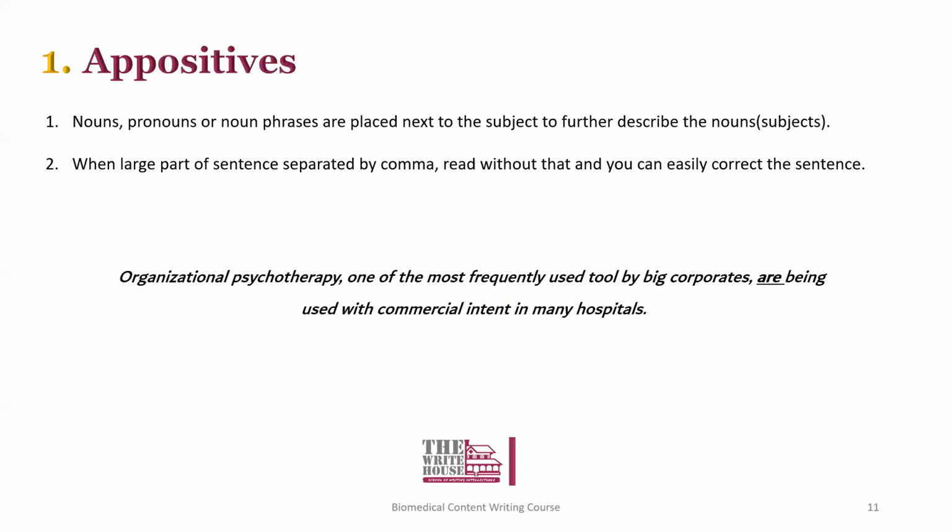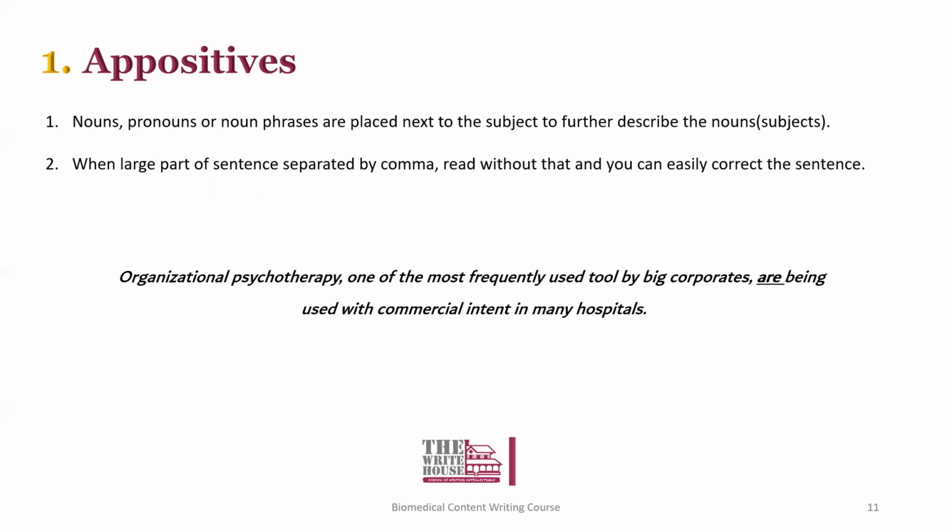Appositives are the nouns, pronouns, or the noun phrases that are placed next to the subject to further describe the noun or the subject. When a large part of a sentence is separated by a comma, read without that and you can easily correct the sentence. For example, organizational psychotherapy, comma, one of the most frequently used tool by big corporates. Now, one of the most frequently used tool by big corporates is just the explanation of organizational psychotherapy. So, organizational psychotherapy is a singular subject.